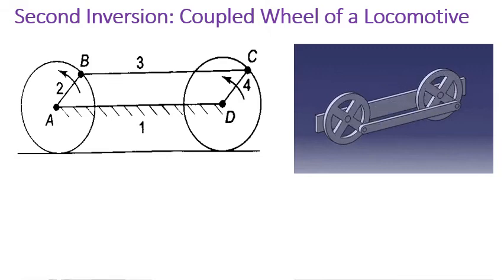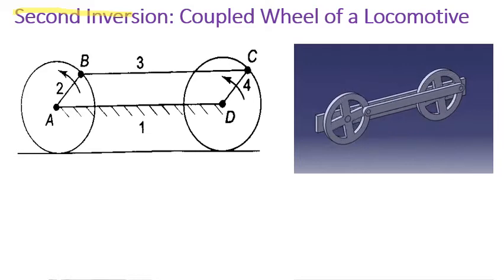Link number one is fixed. Link number two acts as a crank. Link number three is the connecting rod. Link number four again acts as a crank. Since we have two cranks, it comes under the second inversion of the 4-bar chain.